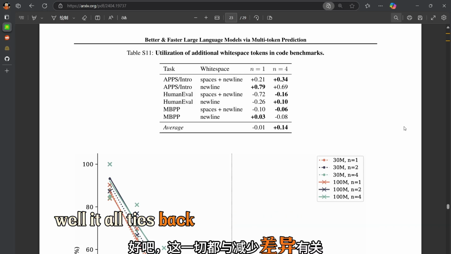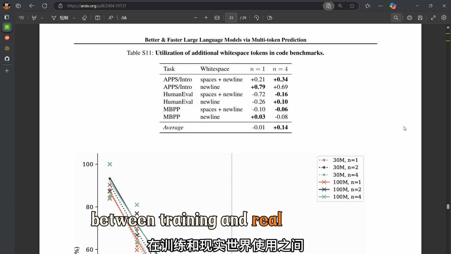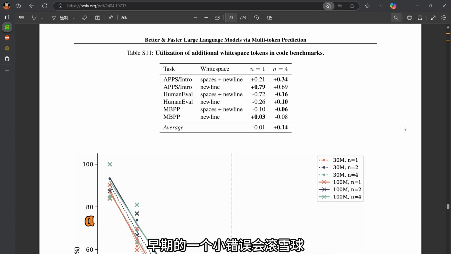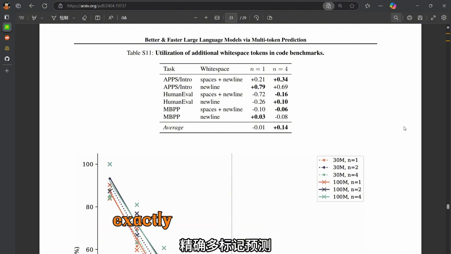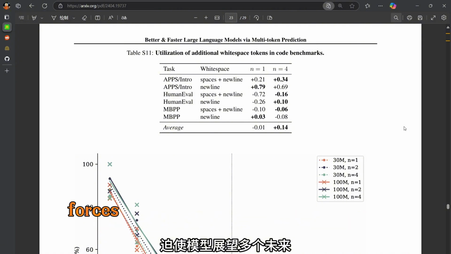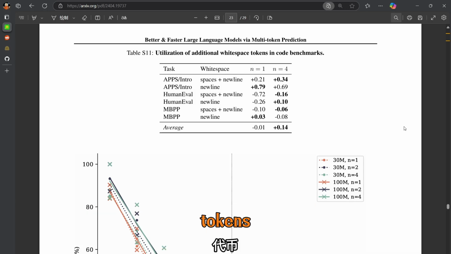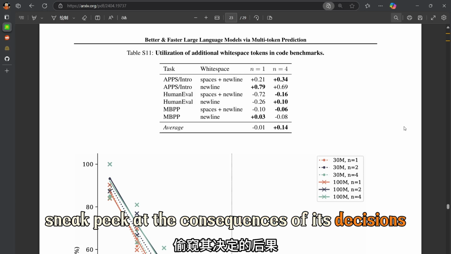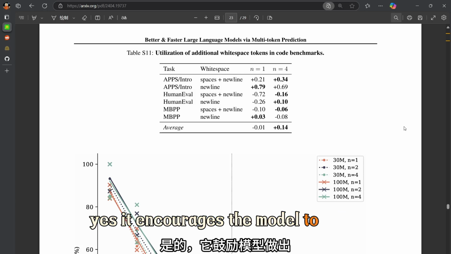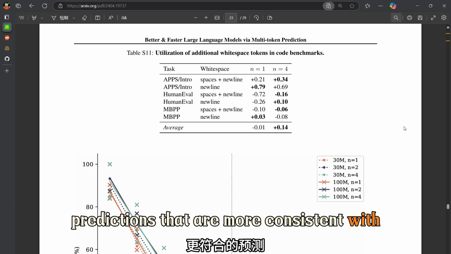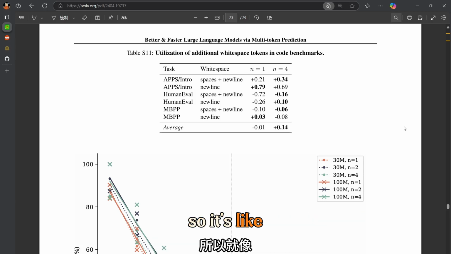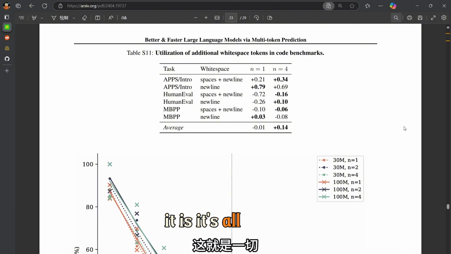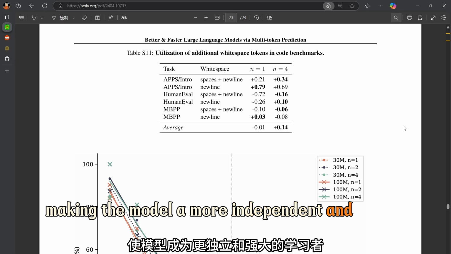Well, it all ties back to reducing the difference between training and real-world use. Ah, I see. So because each prediction is based on the previous one, a small mistake early on can snowball. Exactly. Multi-token prediction forces the model to look ahead at multiple future tokens. So it's like giving the model a sneak peek at the consequences of its decisions. Yes. It encourages the model to make predictions that are more consistent with real-world text generation. So it's like giving the model a taste of real-world decision-making during its training. It is. It's all about making the model a more independent and robust learner.